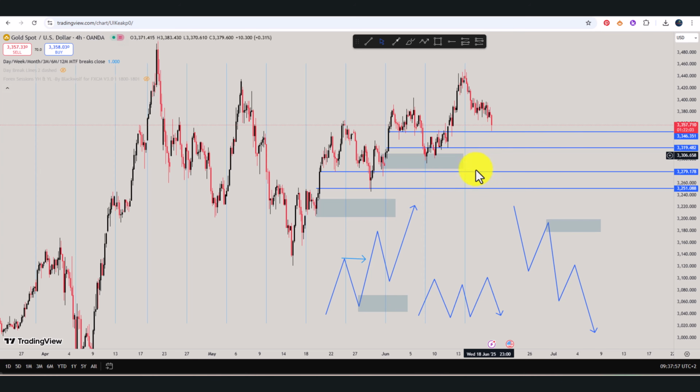So I'm going to show you these two examples, this fair value gap and this order block on the M15, and how we are actually going to be trading. I'm going to show you the full pattern of how you're going to be using it.